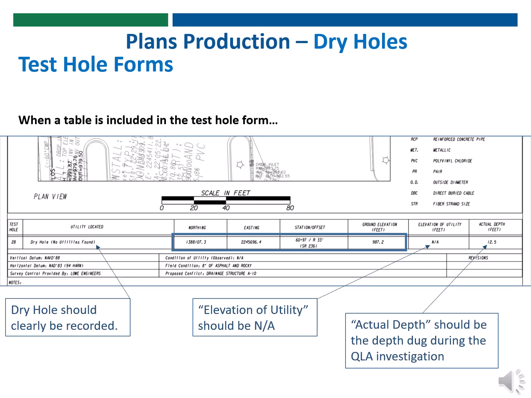When a table is included in the test hole form, be sure a dry hole is clearly recorded under the utility located. Your northing, easting, station and offset, and ground elevation are recorded. For the elevation of utility, this should be listed as NA because no utility was located. And the actual depth is recorded for the excavated depth.